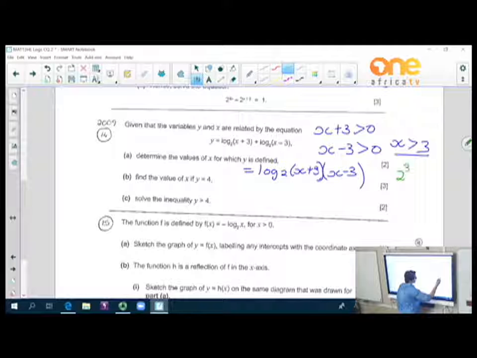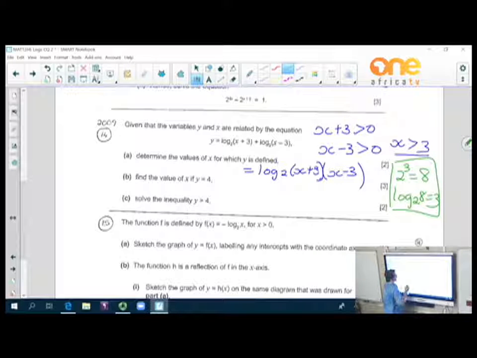2 to the power of 3 is 8. Log base 2 of 8 is 3. This is what we're using all the time. So I need to change the 4 now to log base 2. So the question is 2 to the power of 4 is 16. So this is log base 2 of 16. The answer is the index. So the 4 is the index there.